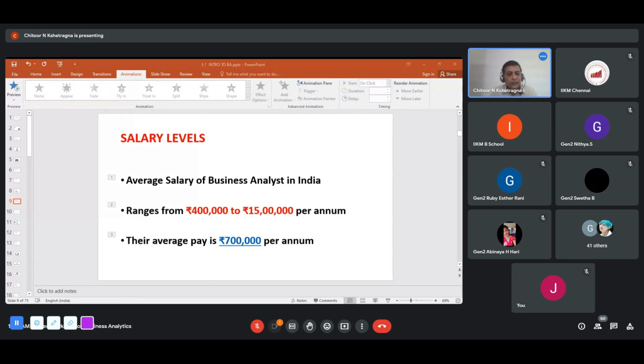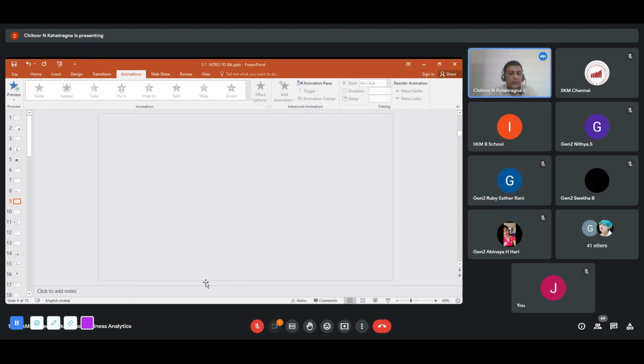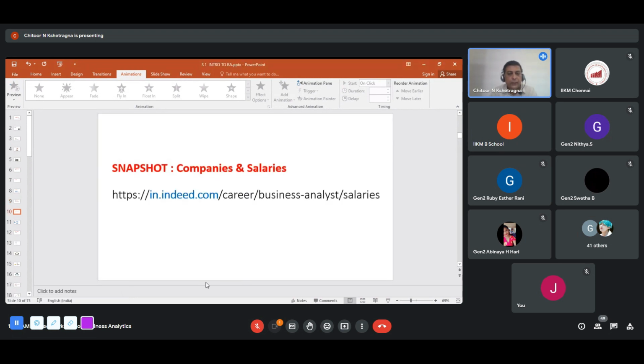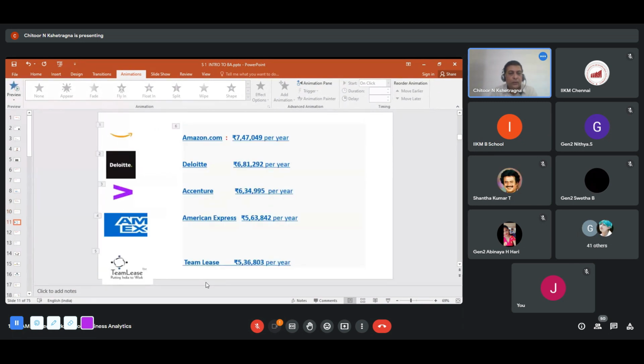And with experience, it goes up to 15 lakhs. With 4, 5, 6 years experience, it goes up to 15 lakhs. And the average salary is around 7 lakhs for a person with 4, 5 years experience. Right? I was also looking at companies and salaries, a snapshot. For example, the first one, I guess all of you know, is Amazon, the arrow mark.